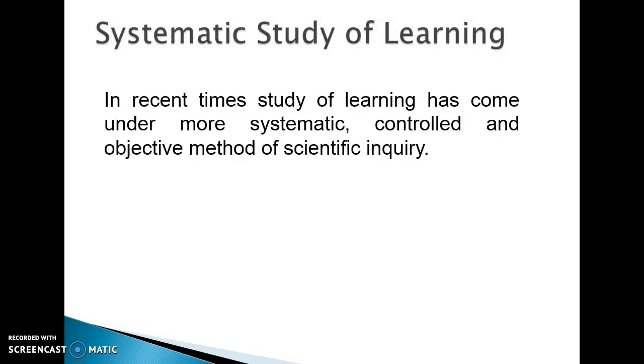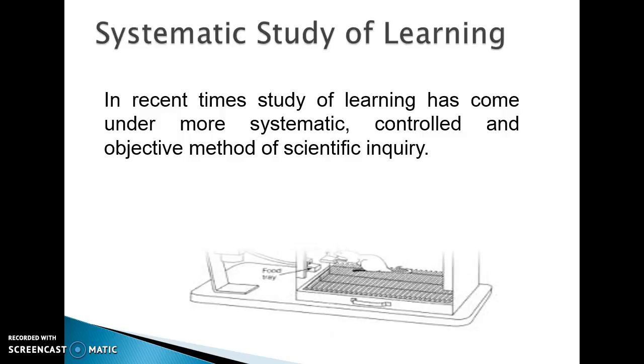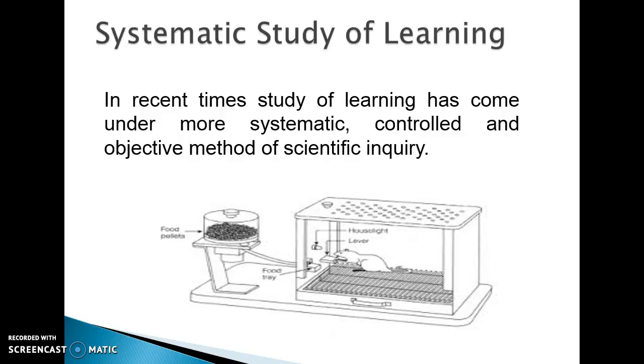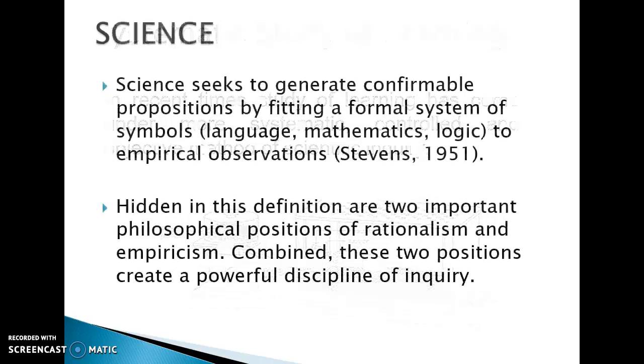In recent times, the study of learning has come under more systematic control and objective methods of scientific inquiry. Now, we know that the scientific method is quite useful in trying to understand or study anything, and in psychology, it is used quite widely. So here we have seen an experiment being performed. You could see a mouse or a rat trying to get some food, and that is something you probably would be familiar with by now.